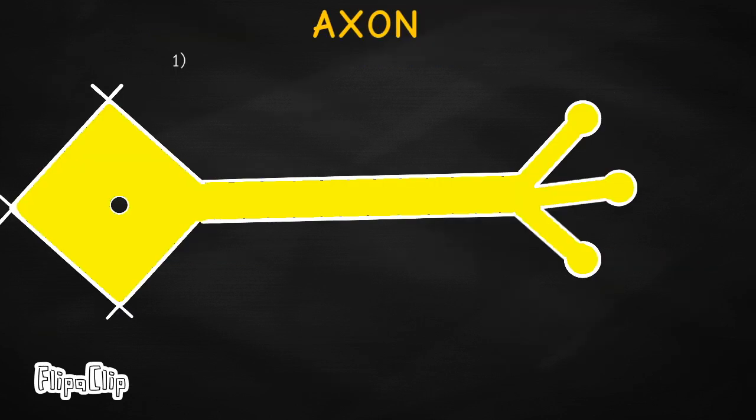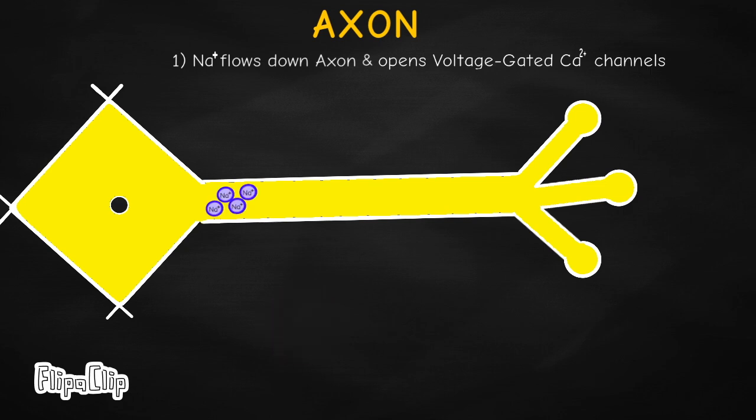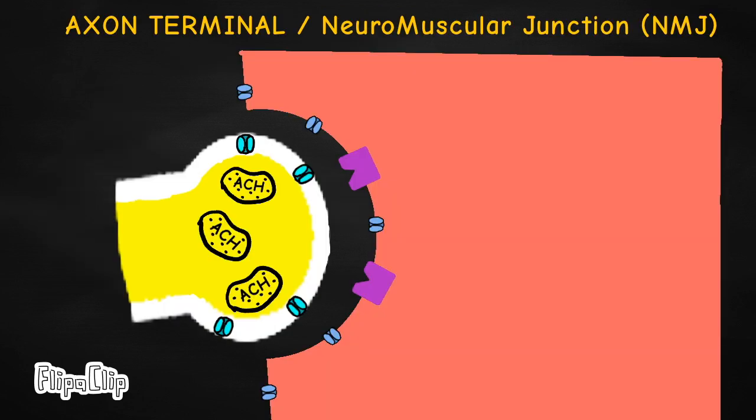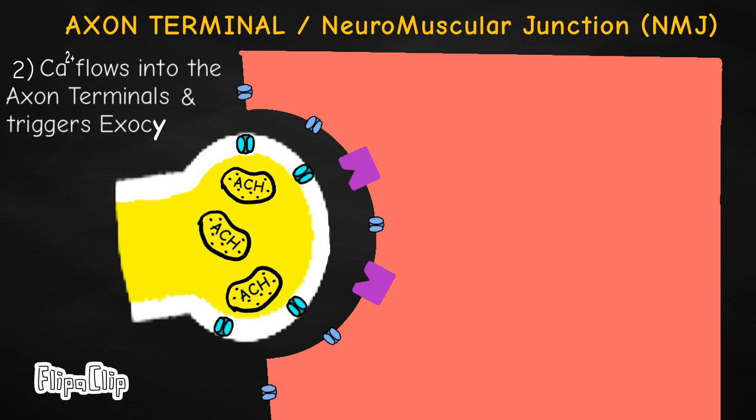First, we'll start at the axon, where sodium is going to flow down the axon toward the axon terminal and open voltage-gated calcium channels. Sodium does this by having a positive charge and moving down the axon, which is negatively charged. So this is what causes the voltage-gated channel to open. After this, the calcium channels will open, and calcium will be released from outside of the axon terminal into the axon terminal, and it will trigger exocytosis.